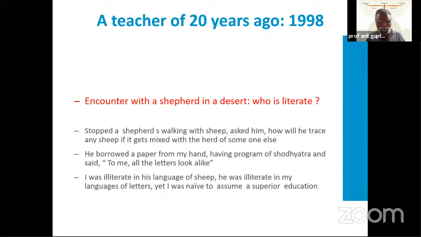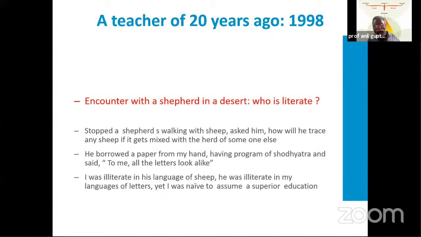He smiled. He said, do you have a paper? So I said, yes, I have a paper in my hand. This was a program of Shodhyatra. I had rolled it and was holding it like this. He said, give me this piece of paper. So I gave him this piece of paper. He said, look, to me, all the letters look alike. And he laughed and went away.